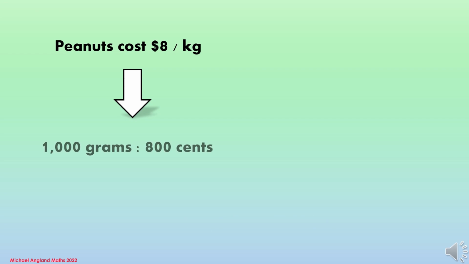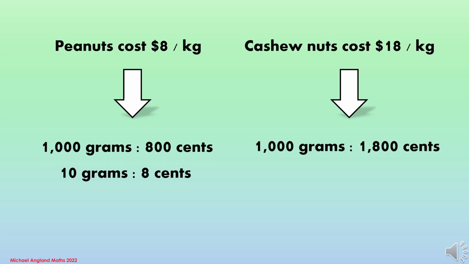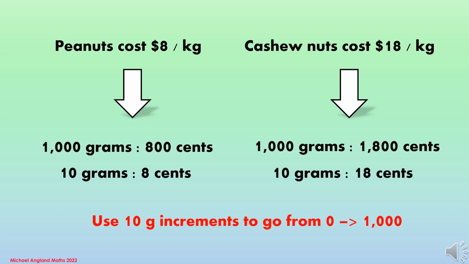Peanuts cost $8 a kilo. That means 1,000 grams is 800 cents, or 10 grams is 8 cents. Cashews cost $18 a kilo. That means 1,000 grams is 1,800 cents, 10 grams is 18 cents. So we're going to break it down into 10 gram increments and just see how this works for us.